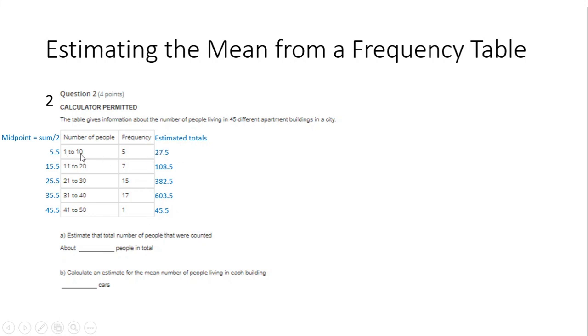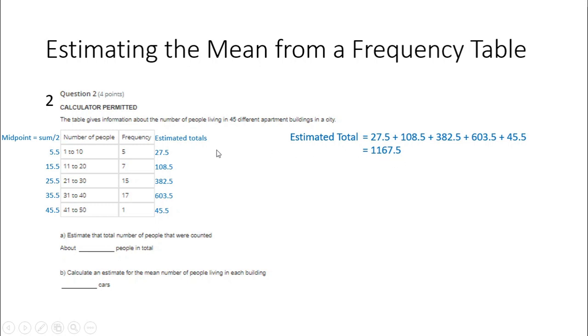This is a class between 1 and 10. This is a class between 11 and 20, right? Now, to find the estimated total number of people that were counted all together, I just need to add all of that up. So the estimated total is 1,167.5.